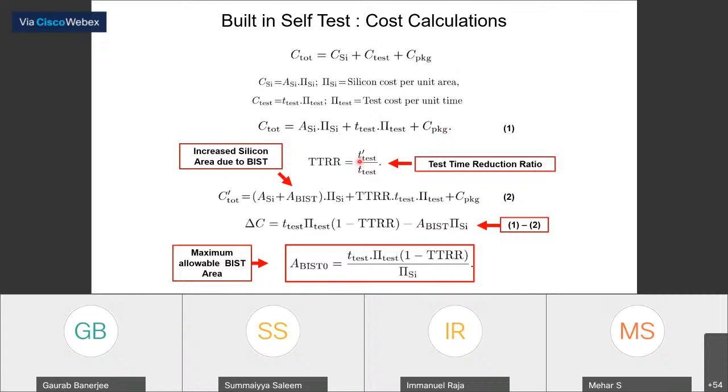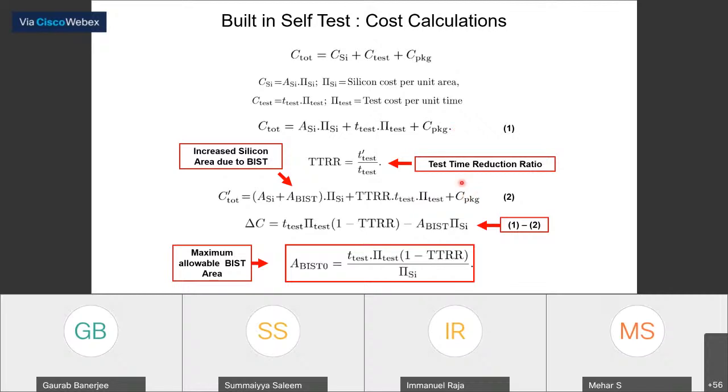Now, let's assume that by using built-in self-test, we have been able to reduce the test time from t-test to t-test prime. We come up with a ratio called the test time reduction ratio, which is just the ratio of the new test time and the old test time. So what is the new cost, C prime? It is equal to the old silicon area that I had, plus the added BIST area, since I am taking up more area now. So the total area has gone up, multiplied by the price of silicon per unit area. Also, my total test time has now gone down. Remember, that's the whole intent of using BIST. So I've multiplied the test time by the TTRR, the test time reduction ratio, and this is multiplied by the cost of testing per unit time. And the cost of packaging remains the same.